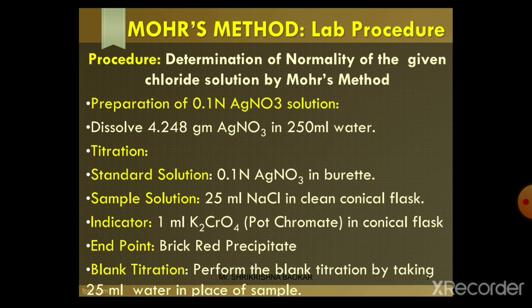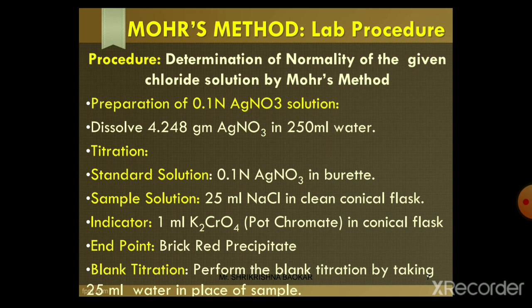Preparation of 0.1 normal AgNO3 solution: dissolve 4.248 grams of AgNO3 in 250 ml of water. Titration: standard solution of 0.1 normal AgNO3 in the burette. Sample solution: 25 ml NaCl in a clean conical flask.